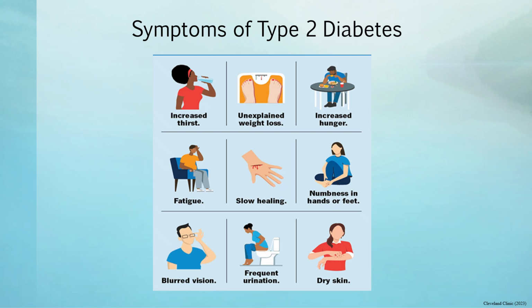Here we look at just a few of the symptoms of type 2 diabetes: increased thirst, unexplained weight loss, increased hunger, fatigue, slow healing, numbness in the hands or the feet, blurred vision, frequent urination, and dry skin. Symptoms develop slowly, and some people may not experience any symptoms at all. Therefore, it is important to see a healthcare provider if you have symptoms because early diagnosis and treatment can significantly change the quality of life.